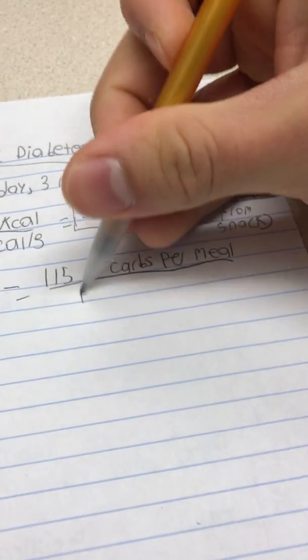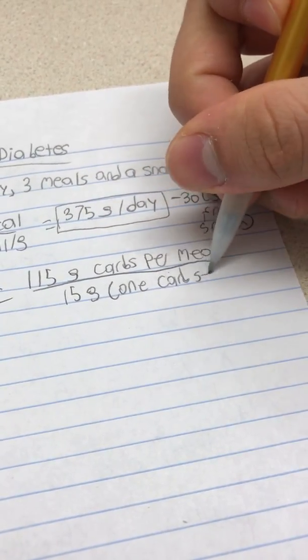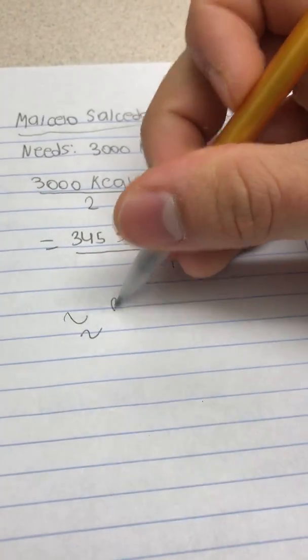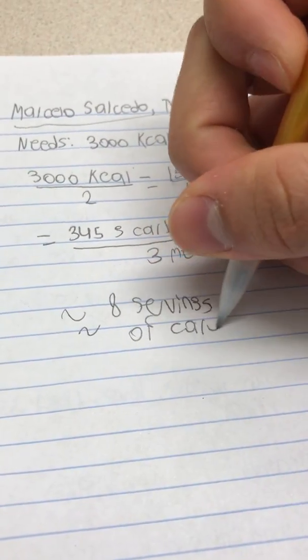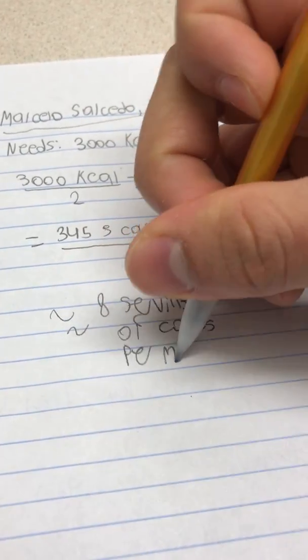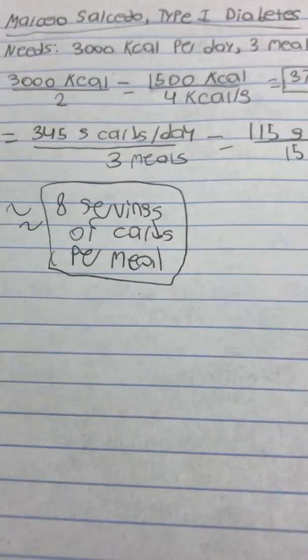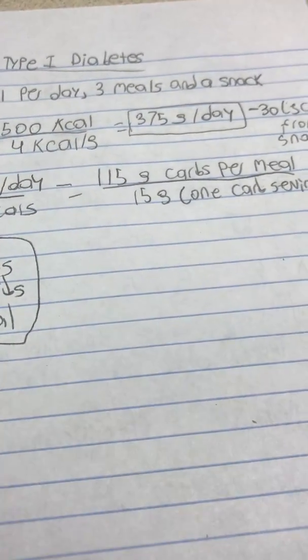But because I said earlier in the video that 15 grams of carbs is considered one carb serving, we're going to have to divide it by that. And then once we get that, it's going to even out to about 8 servings of carbohydrates per meal. So with each meal, Marcelo is able to have 8 servings of carbohydrates per meal, or 15 grams times 8, which totals about 115 carbs per meal.